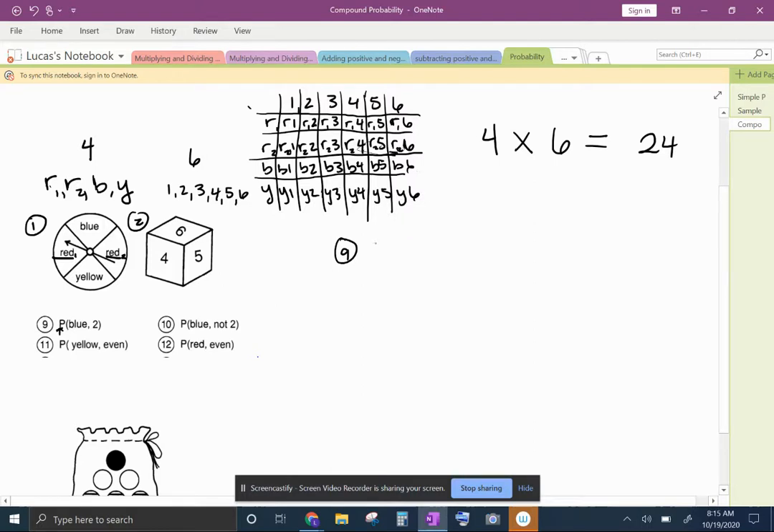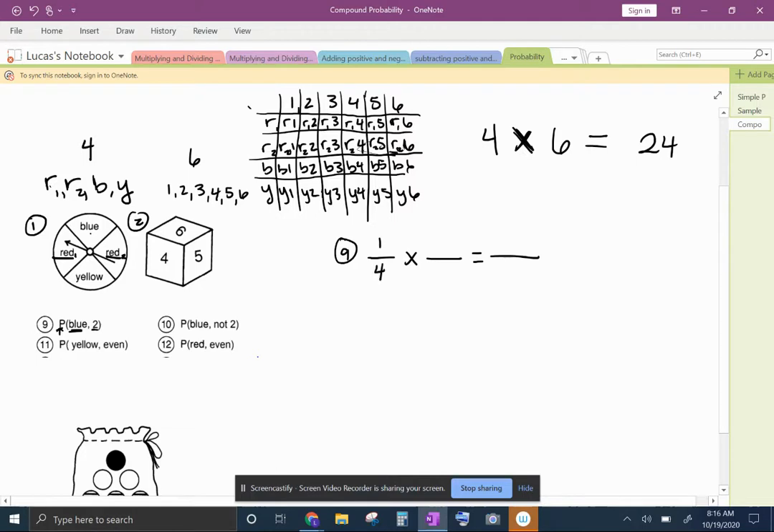Because the compound probability is multiplication, I can multiply the probabilities for each event and get my compound probability. For example, it says the probability of spinning a blue, and then rolling a 2. Let's just look at the first event. What's the probability of rolling a blue? It is 1 out of 4.